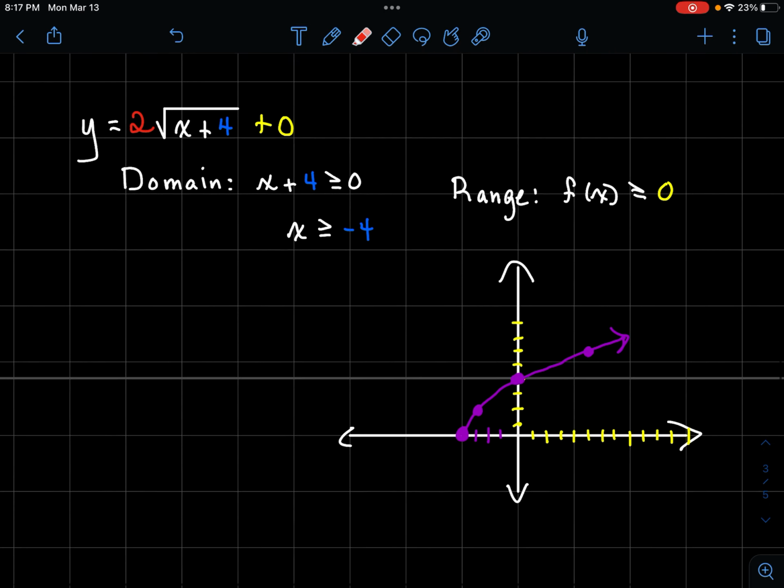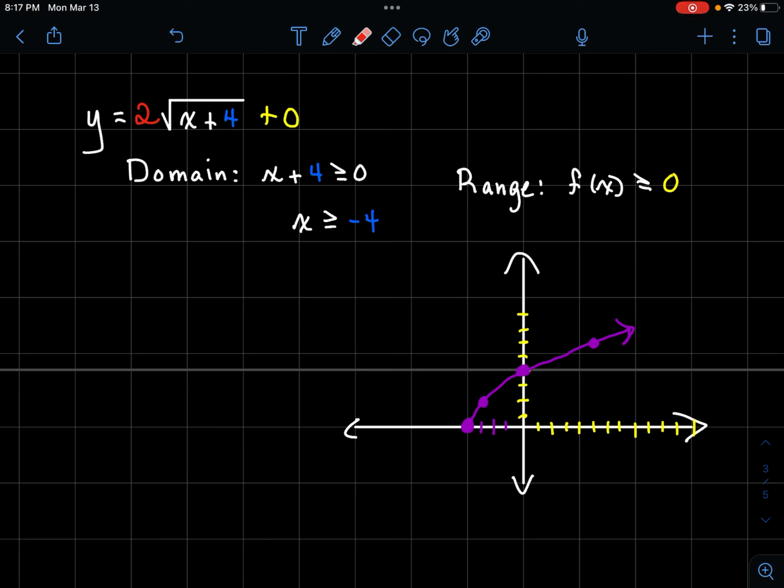Again, taking a look at the graph, if you look at the lowest point on this graph, we have an ordered pair at negative 4, 0. If you write out all the ordered pairs of all the dots that make up this graph, negative 4 would be the smallest of the x values, and 0 would be the smallest of the y values.